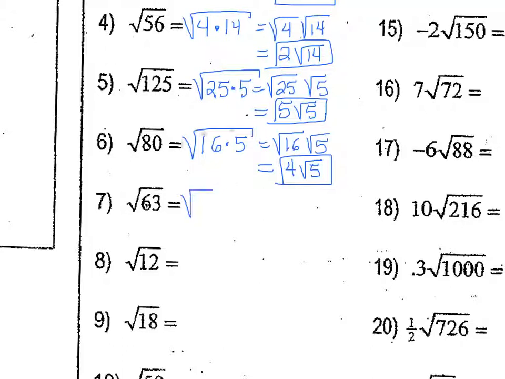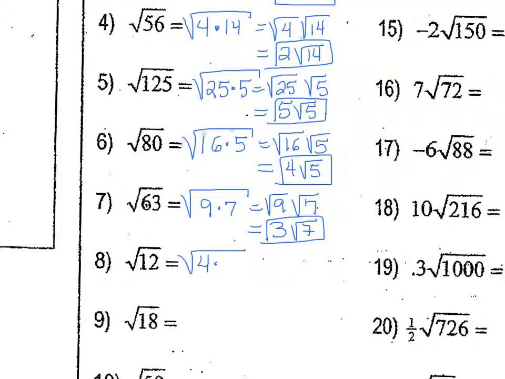63. Can anybody tell me the factors of 63? 9 times 7, that is right. So square root of 9, square root of 7. Square root of 9 is what? 3, and then just rewrite square root of 7. That's it. 12, which is the greatest perfect square that goes into 12? 4, that is right. So 4 times 3, then you rewrite it. Square root of 4 is what? 2, so it's 2 square root of 3.